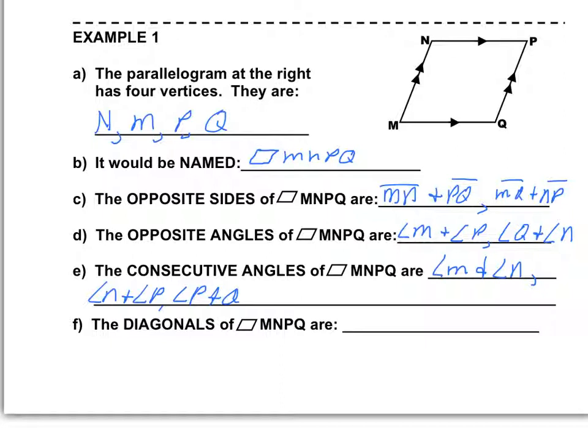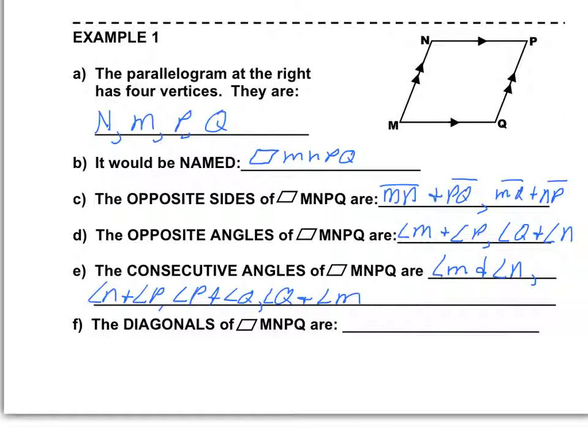Oops, I forgot my angle sign. Let's back up. Angle Q, and then we've got angle Q and angle M, right? I keep forgetting my angle sign there. So we have 4 pairs of consecutive angles.